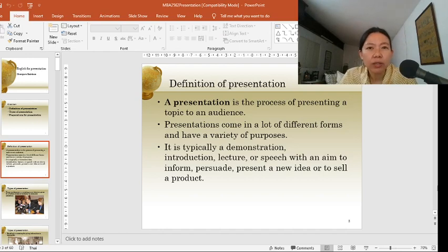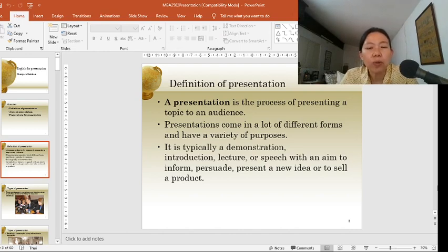Presentations come in a lot of different forms and serve a variety of purposes. For example, a presentation can be a demonstration of new products, or it could be an introduction of a new policy. It could be a lecture or speech with an aim to inform you about something, or to persuade you to do something, or not to do something, or to present a new idea, or as in your case, as a student, you are presenting a research paper, or to sell a product.